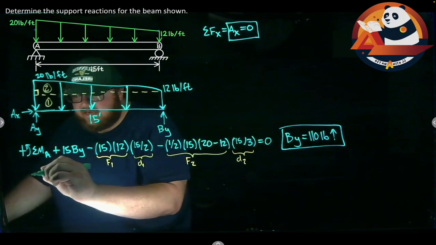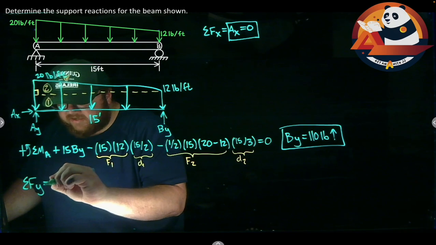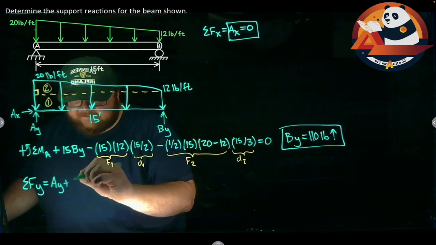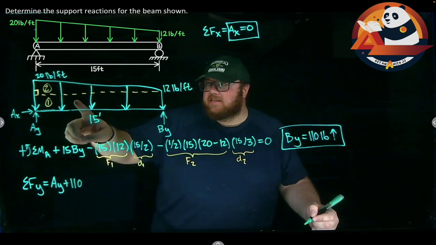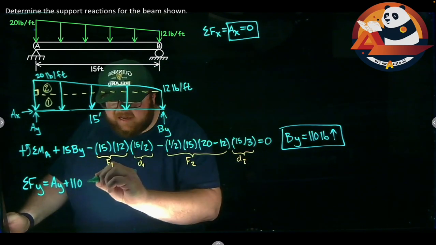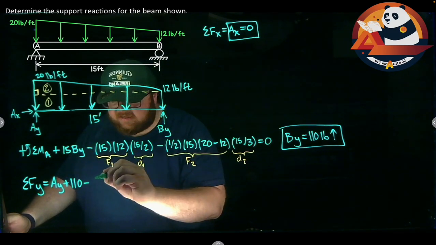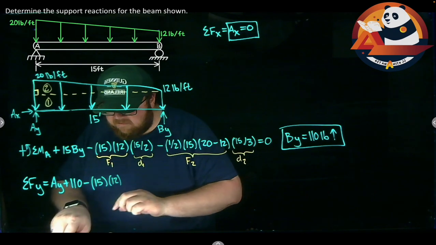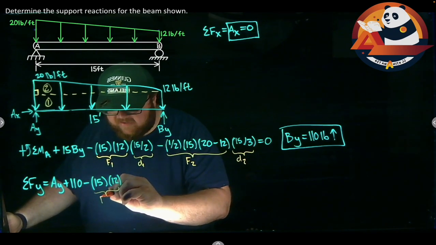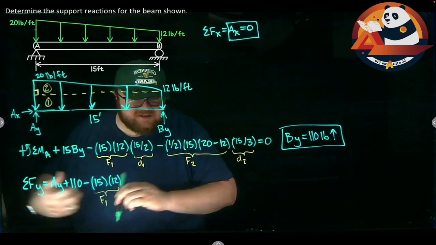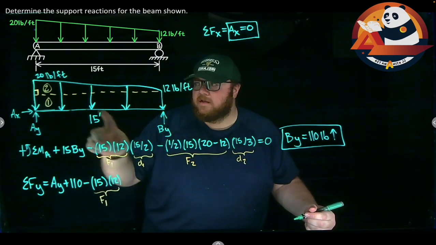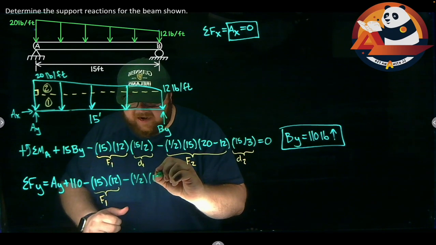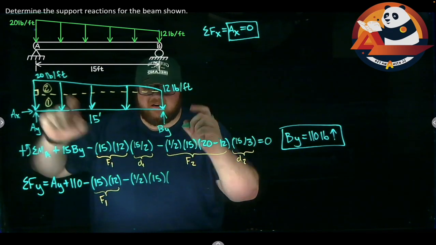I can just sum forces in the Y to get us there. Summing forces in the Y will be AY, my final unknown, plus BY, which I know is 110, minus the area of each distributed load. So minus, for our shape 1, it is base times height, 15 times 12. Just like in our moment equation, that's just our F1. I don't have that extra distance in there because I'm not doing moments. I'm just taking the force. I just want area. I'm going to minus, because it points downwards, the area of the triangle. So minus 1/2 base is 15 times the height is 20 minus 12.